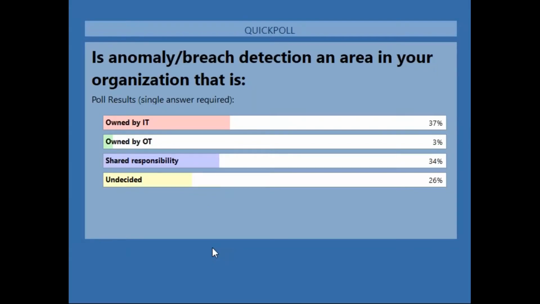So it looks like about 37% say it's owned by IT, another 34% a shared responsibility, and in 26% of the organizations it's undecided. Very interesting. Only 3% of the organizations say this is the responsibility of the OT organization. So thank you for submitting these votes. With that, I'm going to make Chris the presenter. Chris, are you ready? Ready. Okay, then the floor is yours.